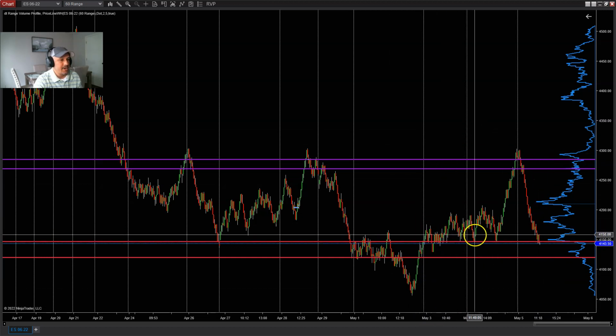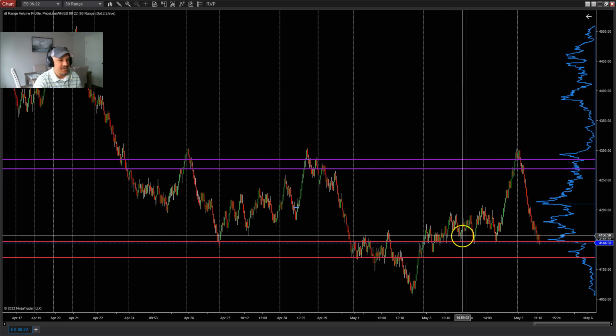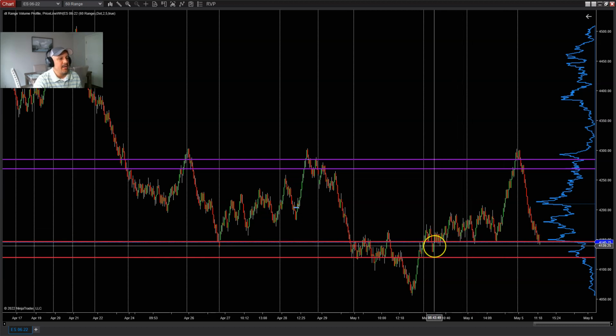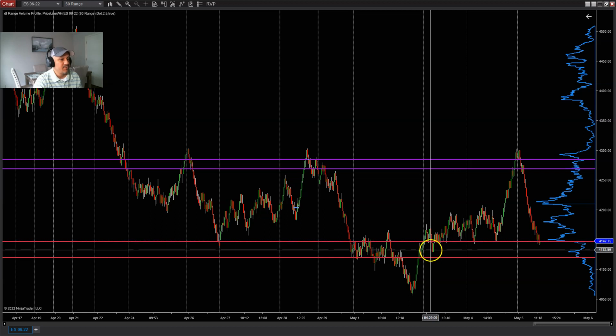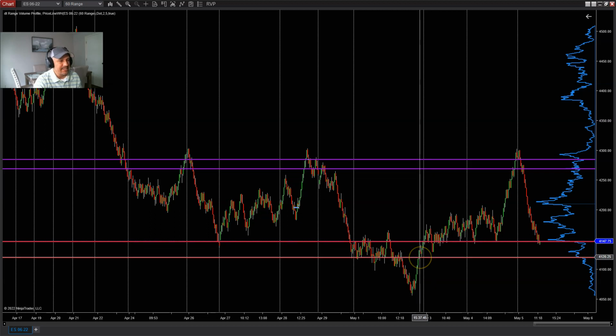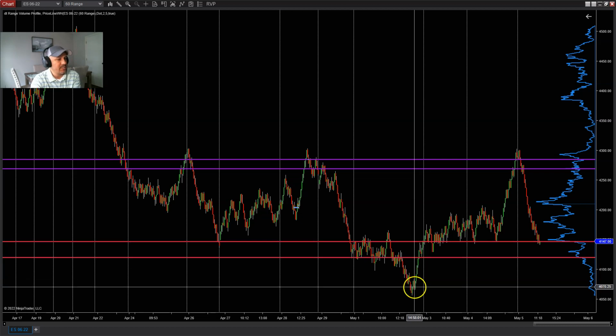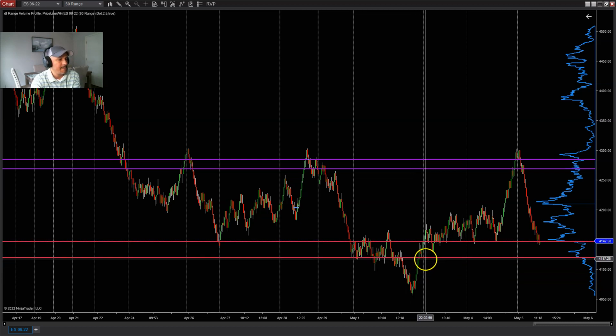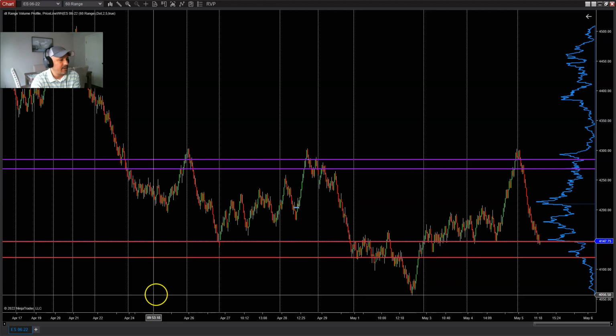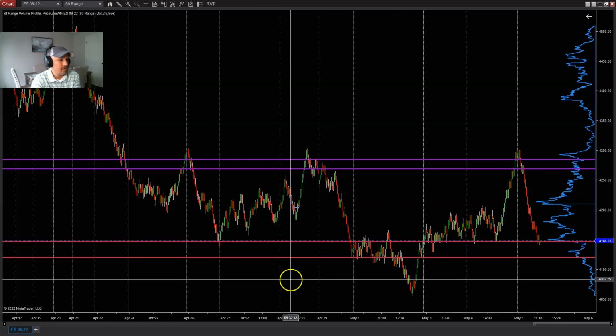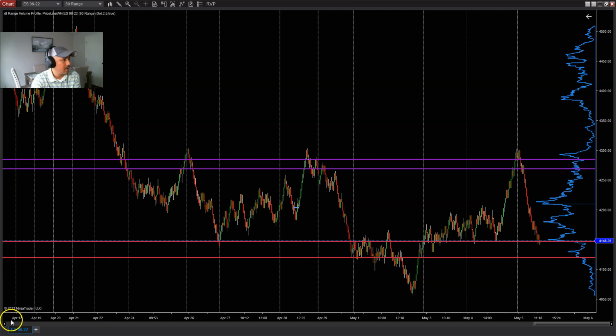We're in a major area of congestion, I call it, and we're down here at this low right here. So price breaks this and breaks this area here. I said this the other day to someone: if price breaks 41.20, guys, we're going to see price come back down to the lows. I said that.